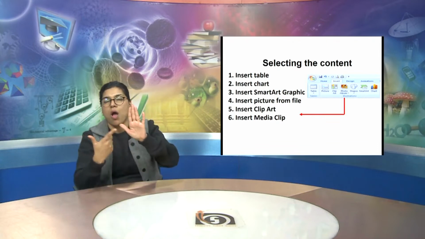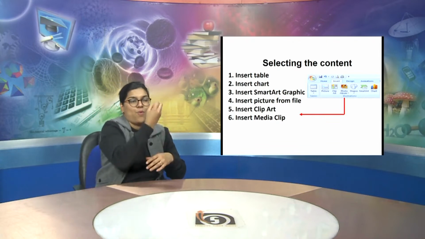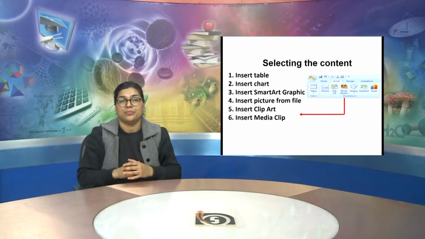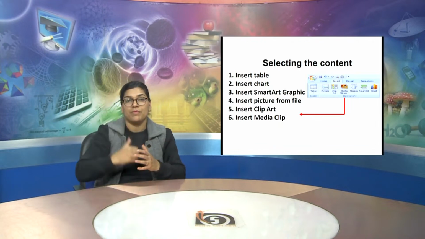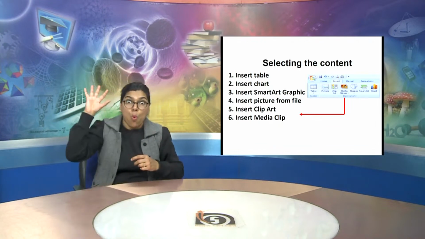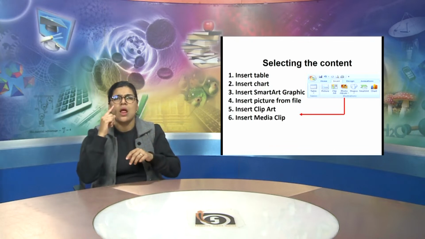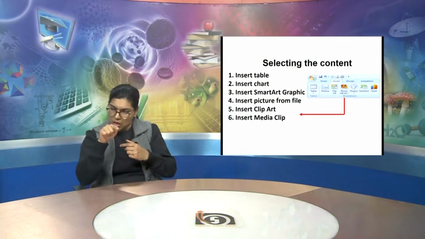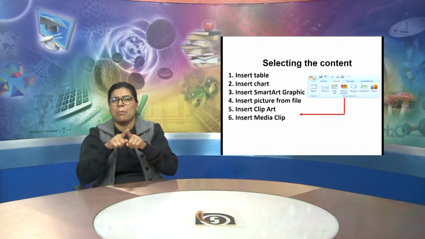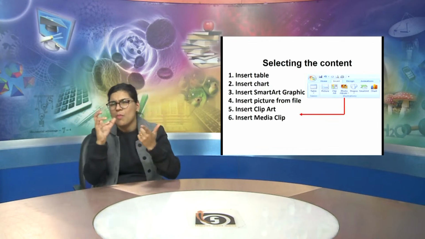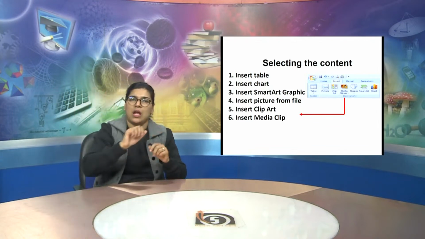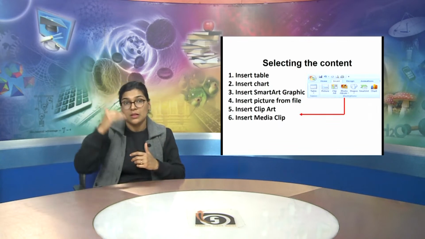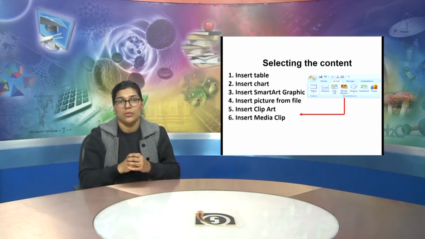And then the fourth one is we can insert a picture from our file. And the fifth content selection is inserting clip art. We can insert any clip art, for example a tree or a leaf.